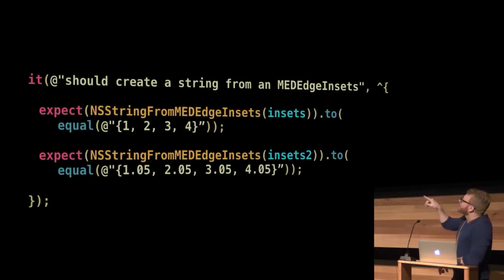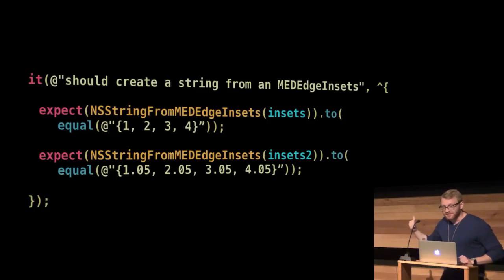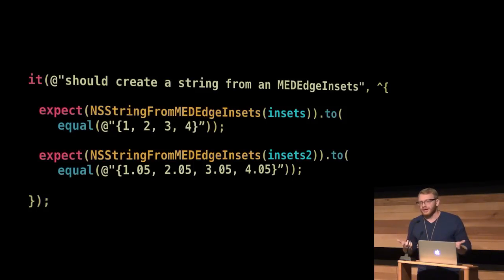Great team. Anyway, you'll see here that there are two example-based tests. The first one says that given a set of insets, sorry, the variable's not on the screen, but basically the set of insets is 1, 2, 3, 4, we can generate a string that's 1, 2, 3, 4. And with a set of insets that's 1.05, 2.05, 3.05, and 4.05, we can create a string that represents that as well. So why did the original developer choose these numbers? Probably not a great reason. It actually wasn't Justin. Not that this is a bad test, this is a great test. It tests an edge case. But the original developer wrote these two and kind of assumed, all right, well, it's probably good enough.